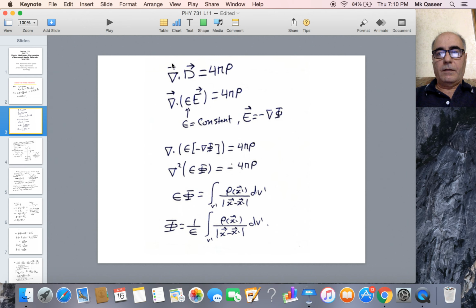Now recall that Gauss's law in this case is divergence D equals 4πρ. D is epsilon E, and we'll take epsilon as a constant. We have curl E equals 0, which means that E equals minus the gradient of phi. Inserting this, we get epsilon times the Laplacian of phi is minus 4πρ. That means phi is this integral. Now divide by epsilon, which means we replace rho by rho over epsilon.